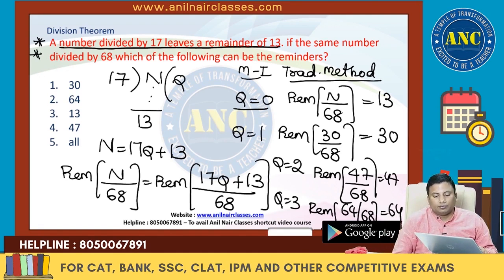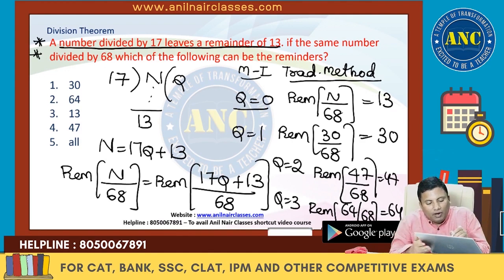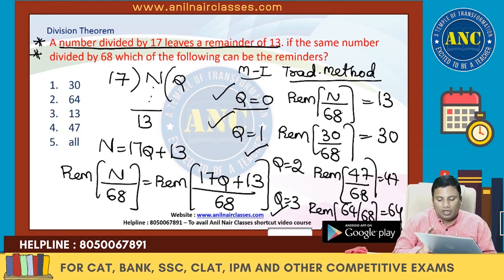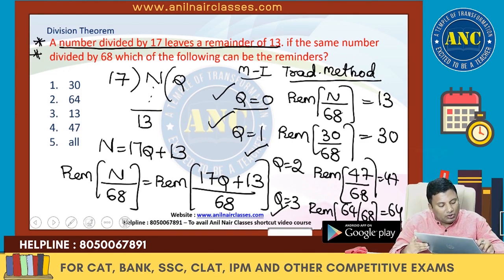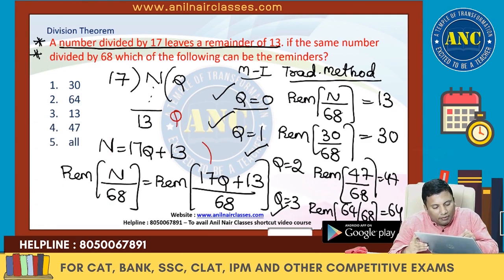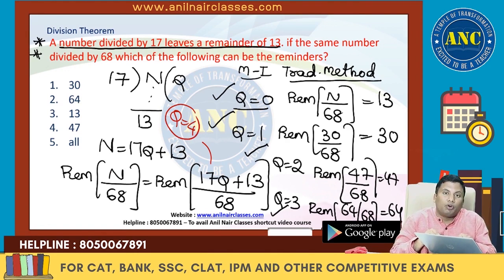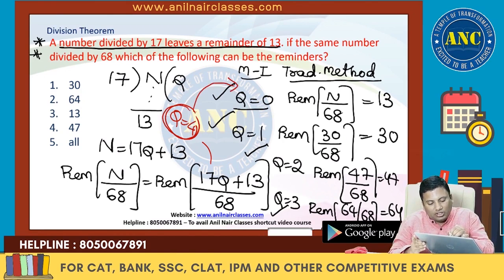Are you with me? Q value 0, Q value 1, Q value 2, Q value 3. I got 4 different values. Now check logically. If I put Q value 4, what will happen? Tell me. 17 fours are 68, 68 divided by 68 is 0. What is the remainder we got? 13. Q value 4 is giving back the Q value 0 answer.